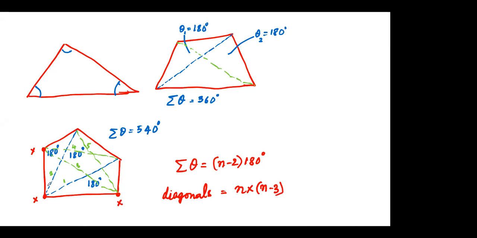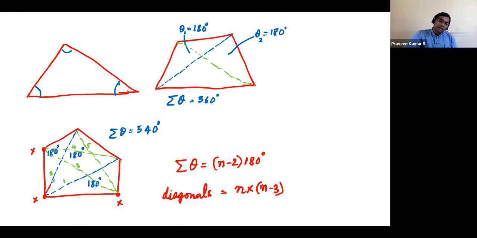But if you observe this, let's say take this diagonal. In this direction, you are counting once. And when you come to this point again, going backwards, you will say that I can count backwards also. Right? So each diagonal you would have counted twice. So the number of diagonals will be half of n into (n minus 3).